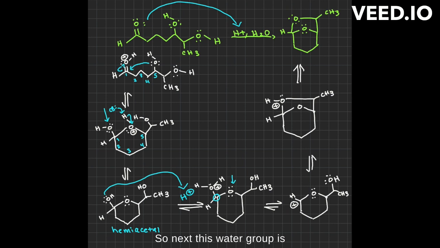So next, this water group is going to leave, creating that carbocation, and then the alcohol is going to come in and attack it. But now it has a positive charge, so the conjugate base is going to come in again and deprotonate it for this final step. And this is the product.